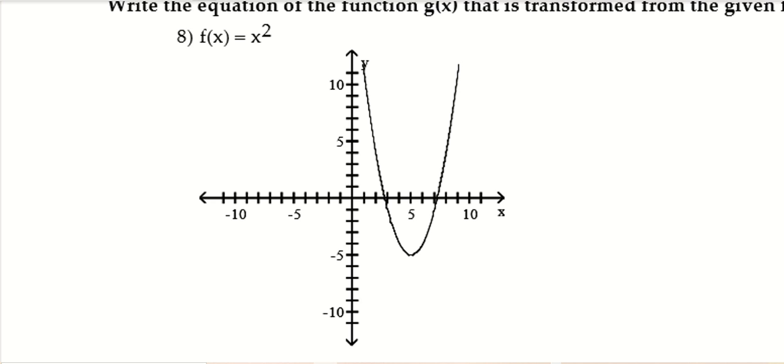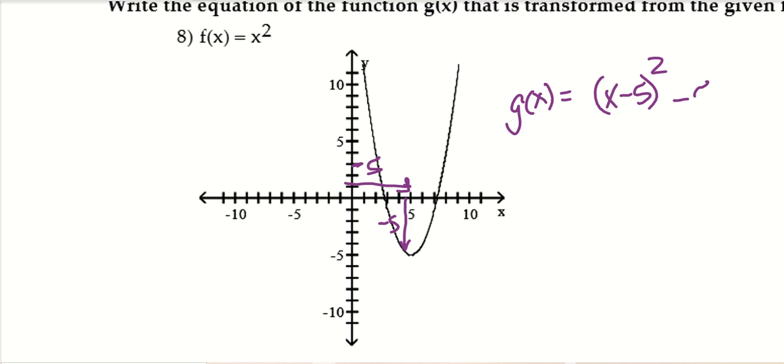Okay, so it moved to the right 5. So is 5 to the right a negative or a positive? It's a negative. Let me tell you your equation. Parentheses, x minus 5, squared, minus 5. That girl is smart. Yes? Okay.